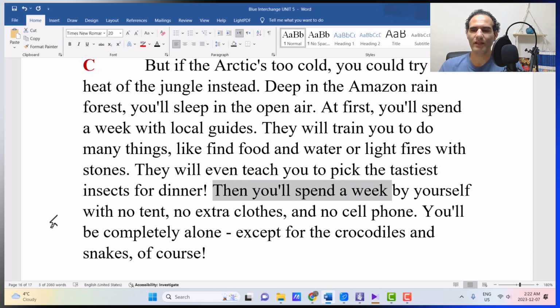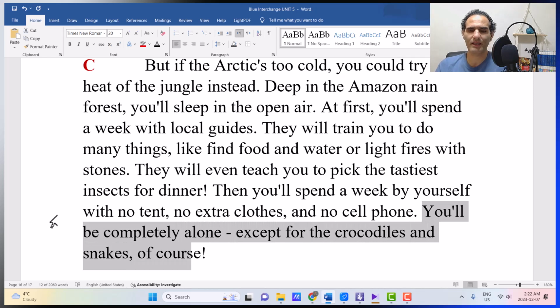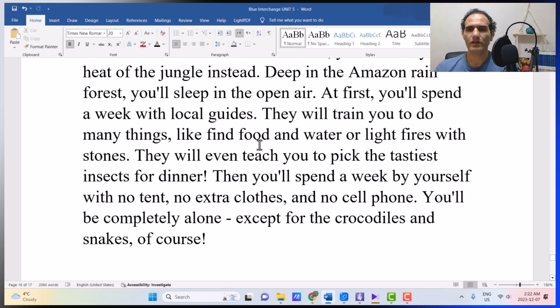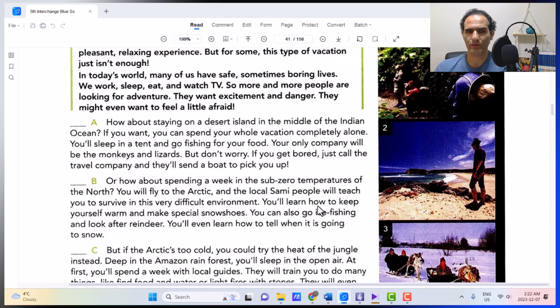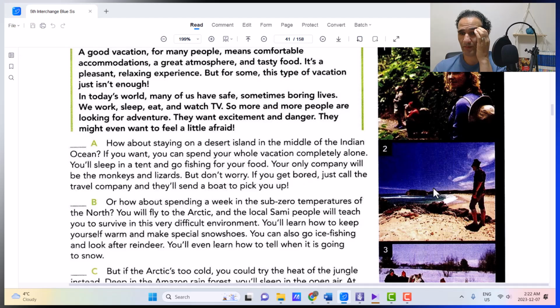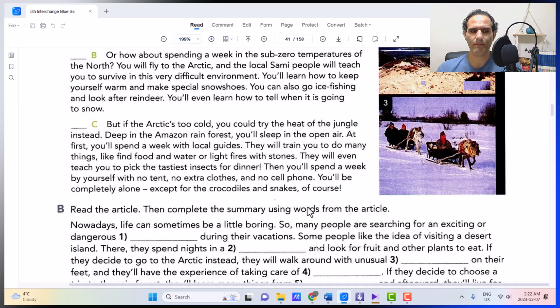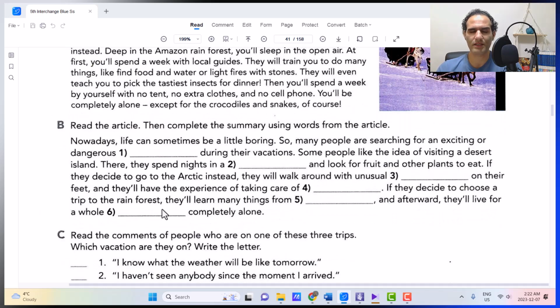Then you'll spend a week by yourself, alone, with no tent, no extra clothing, and no cell phone. You will be completely alone, except for the crocodiles and snakes, of course. Okay, so this part could be a bit dangerous. The Amazon rainforest, okay? So these were the three readings that we did. The Amazon rainforest, the island in the middle of the ocean, and this one, the Arctic region.